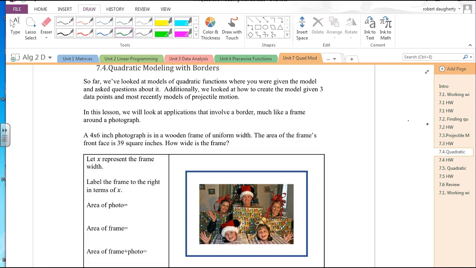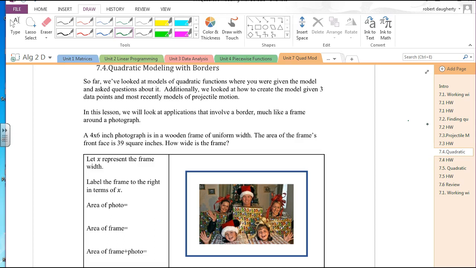And then the third section was projectile motion. You had a very specific formula: h equals -1/2 g t squared plus initial velocity times t, plus the initial height, okay? And then same thing, I ask you questions about the vertex or when it hits the ground, solving quadratic equations.